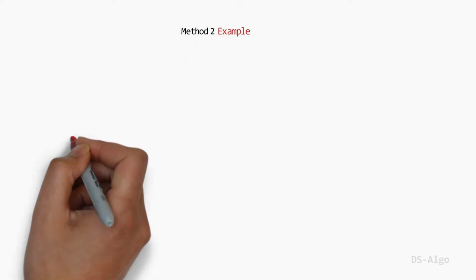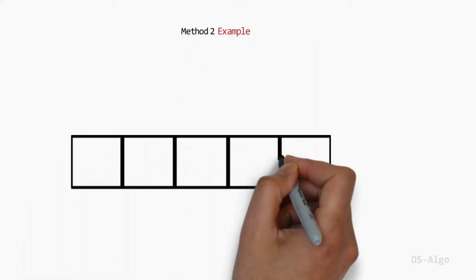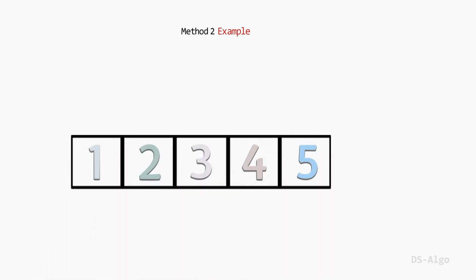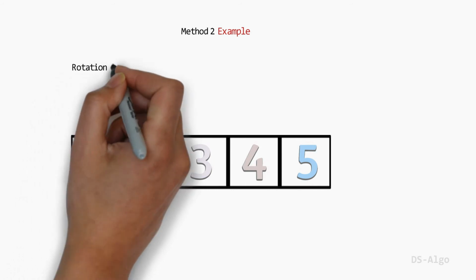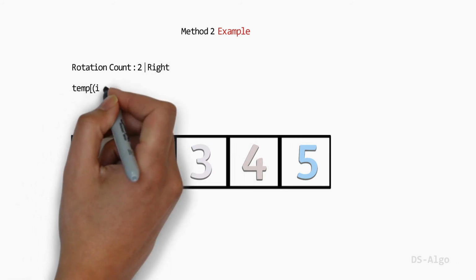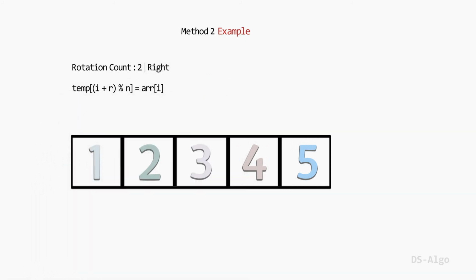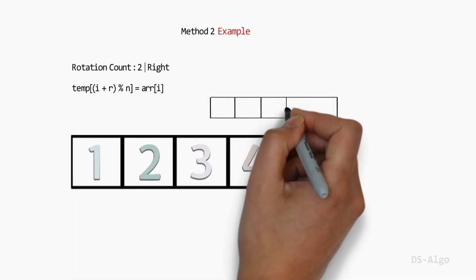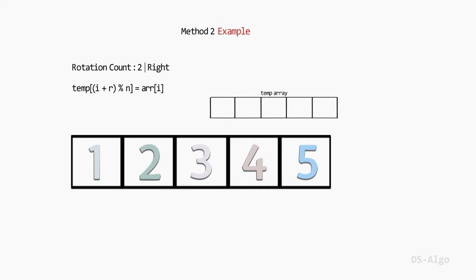Example. Let an array be 1, 2, 3, 4, 5. And we have to rotate this array by 2 positions towards the right direction. By using this formula, we will store the given array elements into the auxiliary array. Here I is the current element index value, r is the rotation count, and n is the size of the given array. We will rotate the array using an auxiliary array, that is temp array of size n.